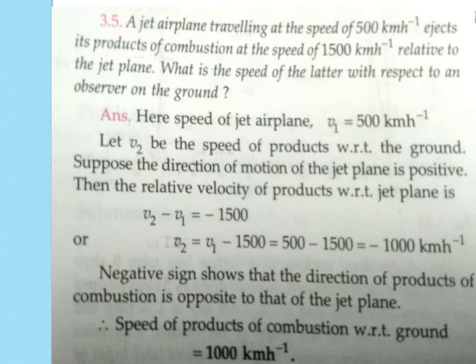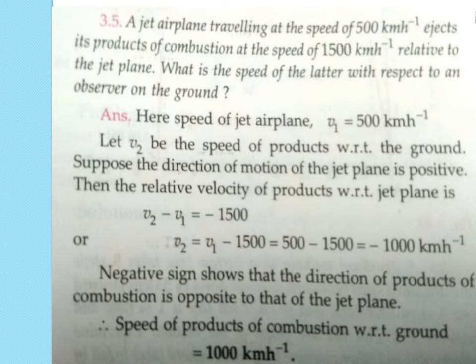By putting the value of relative velocity, we can calculate v2 here. It comes out to be 1000 km per hour. This minus sign here indicates that the velocity is in opposite direction. You know, the jet plane is moving in upward direction and the exhaust gases are moving in the downward direction. The answer is 1000 km per hour.